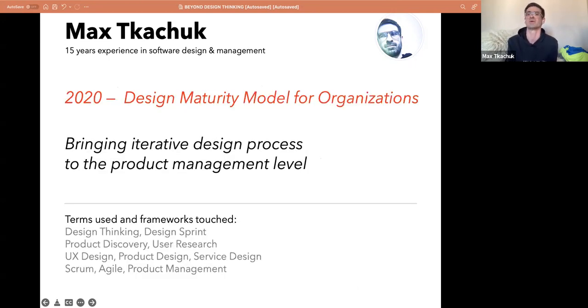Today we'll touch on the model of design maturity for organizations in Ukraine, in other words, bringing the iterative design process to, say, the product management level. Terms we'll use and frameworks that will appear throughout this presentation include design thinking, design sprint, product discovery, user research, UX design, product design, service design, other scary words.